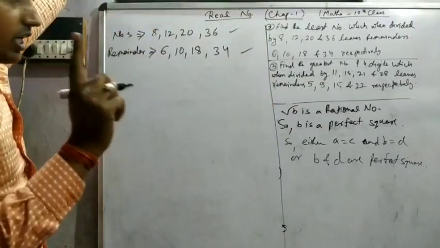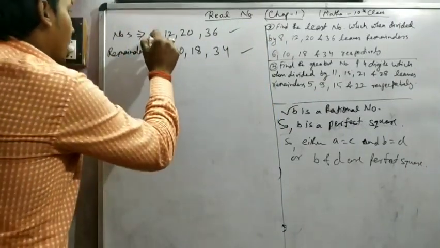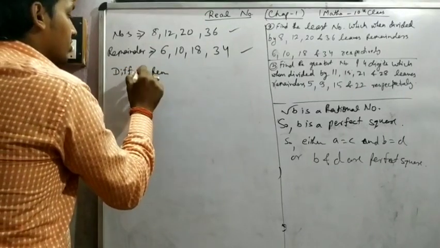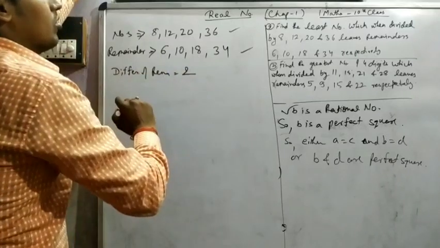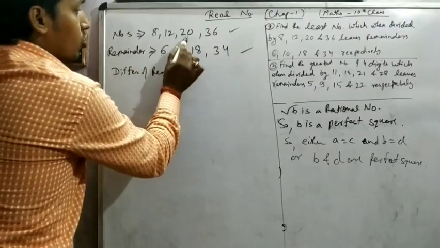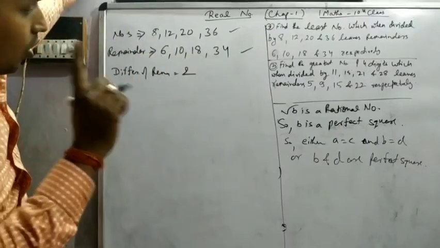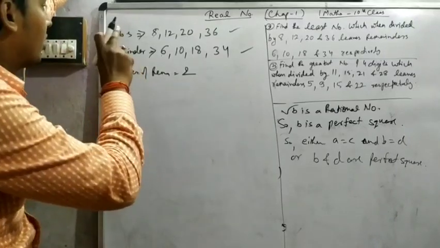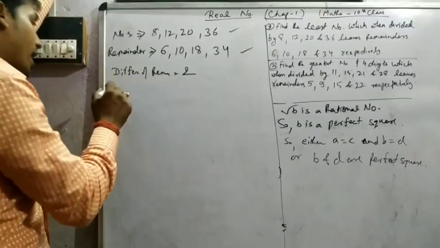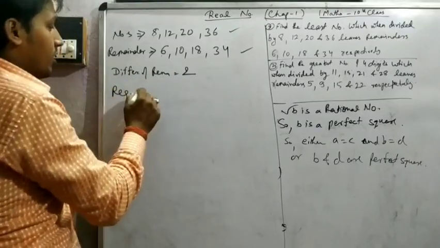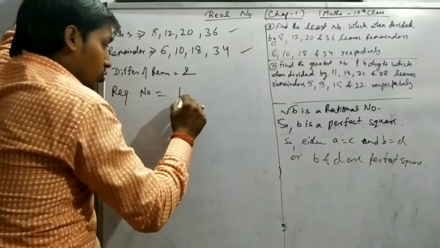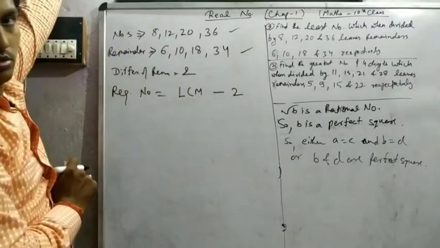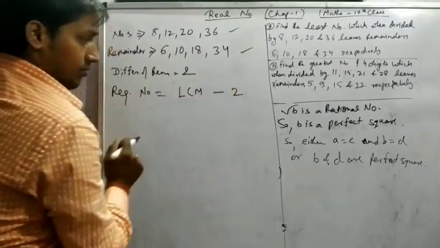If you see all the cases, in all of them the difference of remainder is 2. 8 minus 6, 2; 12 minus 10, 2; 20 minus 18, 2; 36 minus 34, 2. All 2. That means this is the type where the difference of the numbers and remainders is the same. So the required number is equal to the LCM of the numbers minus 2, where 2 is the difference of the remainder.